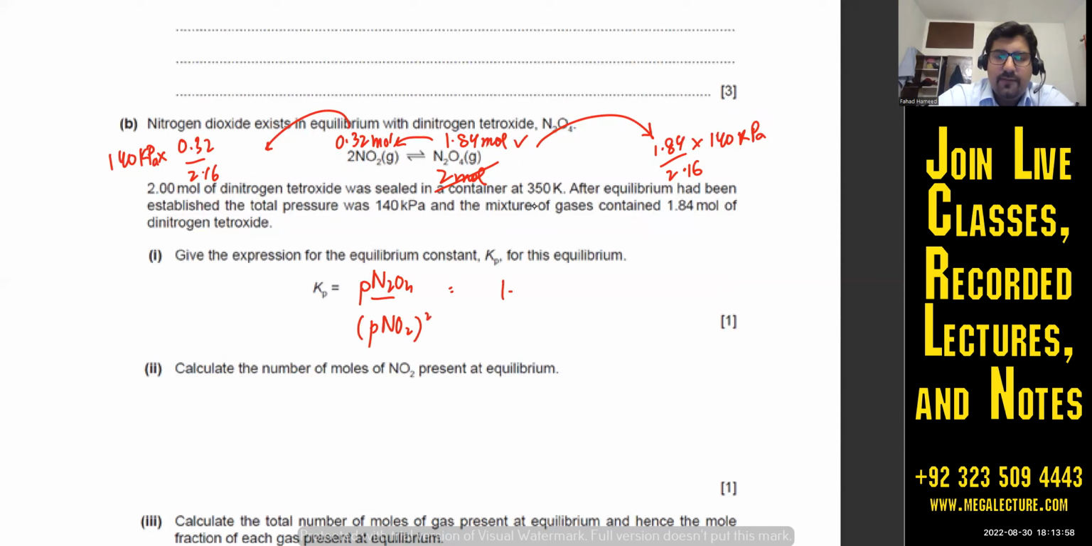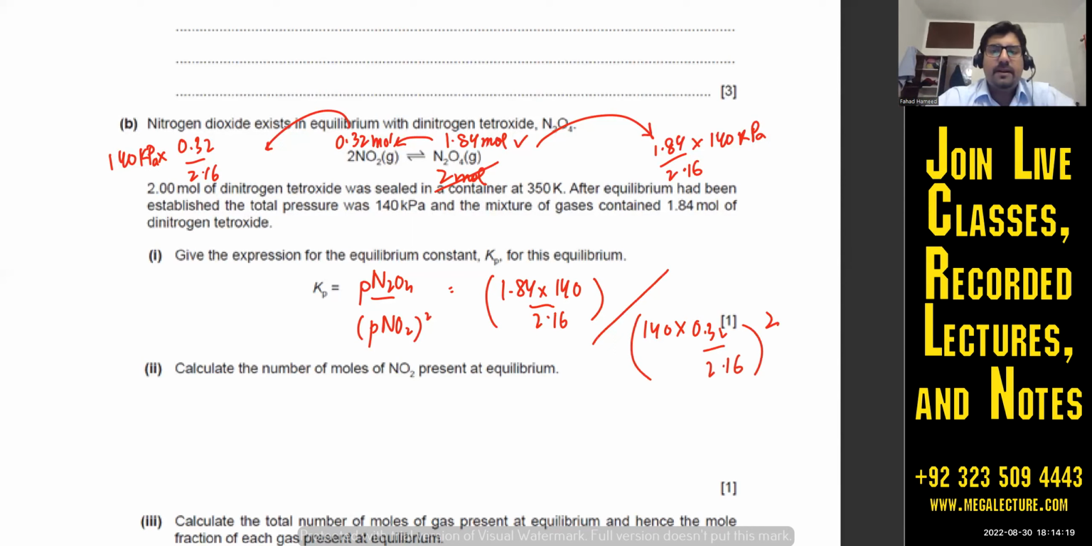ये 1.84 times 140 kPa divided by 2.16, and the whole thing gets divided by NO2 squared. So that's 140 multiplied by 0.32 divided by 2.16, and that's going to be squared. तो आपका आंसर जो है ना वो आ जाएगा.